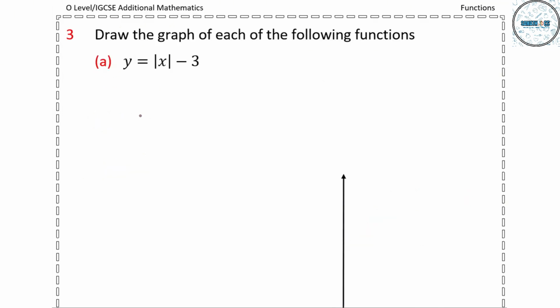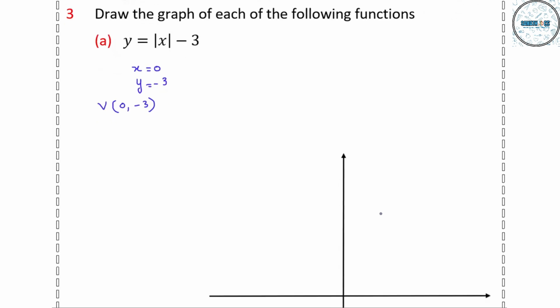Another question in which we have to draw the graph of different functions: here we have y is equal to absolute of x minus 3. In this question, we just have x in the absolute sign. So first of all, we will take out the vertex. For the vertex, we equate the expression in the absolute sign, so x is simply equal to 0. When we substitute this value, we get the value of y at the vertex. So here we have y as minus 3. So the coordinates of the vertex are 0, minus 3.